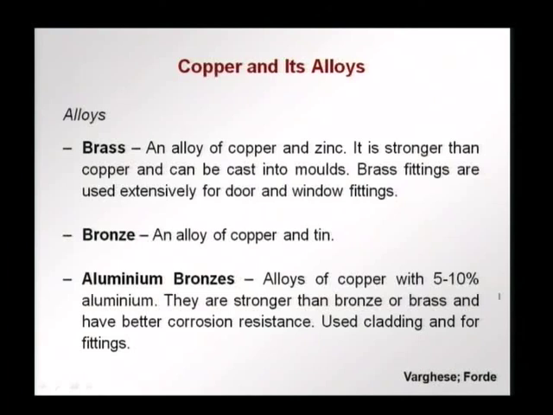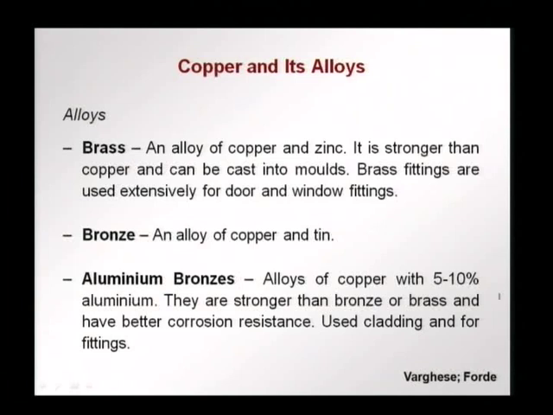Some alloys of copper which are quite common are brass, bronze, and to some extent aluminum bronzes. Brass is an alloy of copper and zinc. It is stronger than copper and can be cast into molds. Traditionally, brass fittings have been used extensively for doors and window fittings, door knobs, hinges and so on. Bronze is an alloy of copper and tin. It is used a lot in India for making statues and other small items.